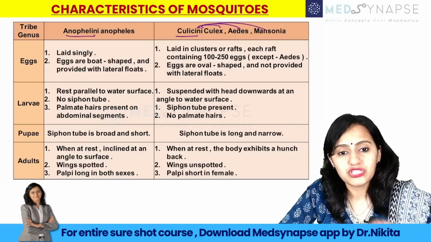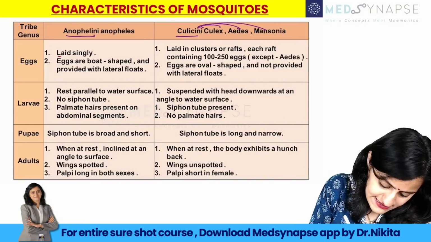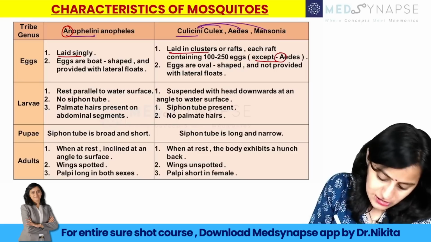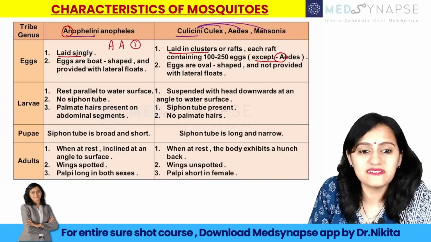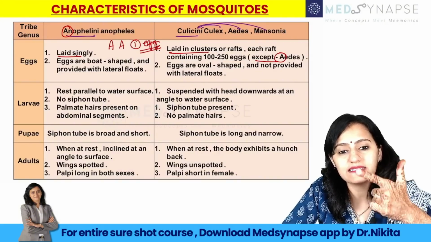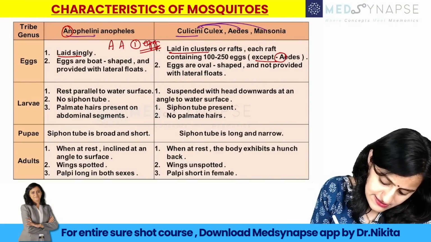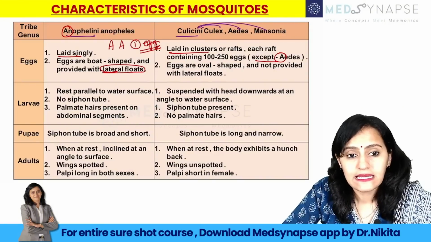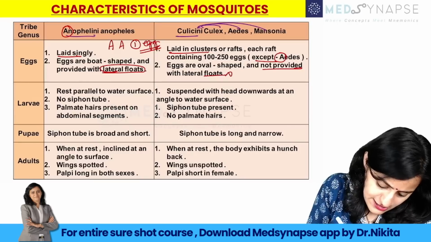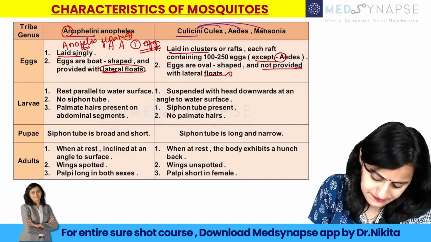Now, which eggs are laid singly? The mosquitoes which lay the eggs singly are Anopheles and Aedes. Okay, the Aedes. So remember, A is the first alphabet, so it is a single egg. Okay, one egg. So Anopheles, Aedes, eggs are laid singly. So how do you differentiate the two? Anopheles have the lateral floats. Anopheles have floats, the rest are not provided with the floats. So remember, Anopheles, FEL: floats present.